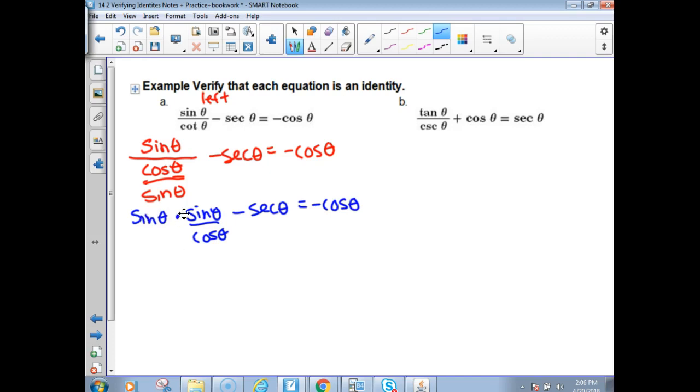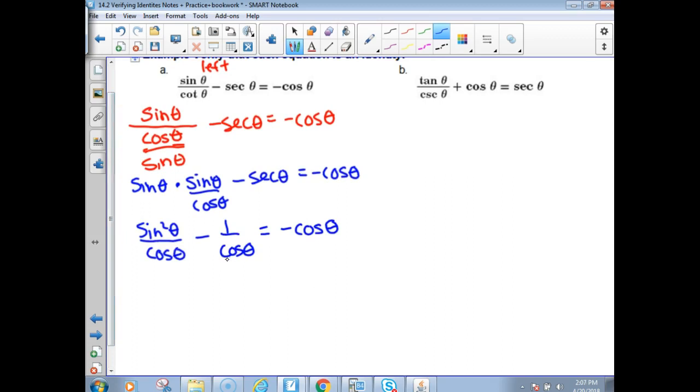When I multiply sine times sine, I get sine squared. So I've got sine squared theta over cosine theta minus, and I forgot, why don't we change the secant to 1 over the cosine, which I could have done in the beginning. I meant to, but I didn't. It won't hurt anything, because now we have a common denominator, don't we? So since we have a common denominator, we can combine the numerators. Sine squared minus 1 over cosine theta.